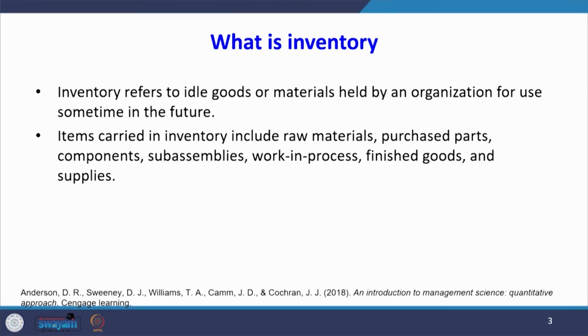First, what is inventory? Inventory refers to idle goods or materials held by an organization for use sometime in future. It is nothing but stocks. Items carried in inventory include raw materials, purchased parts, components, subassemblies, work in process, finished goods, and the supplies received from our suppliers. These are examples of inventory.